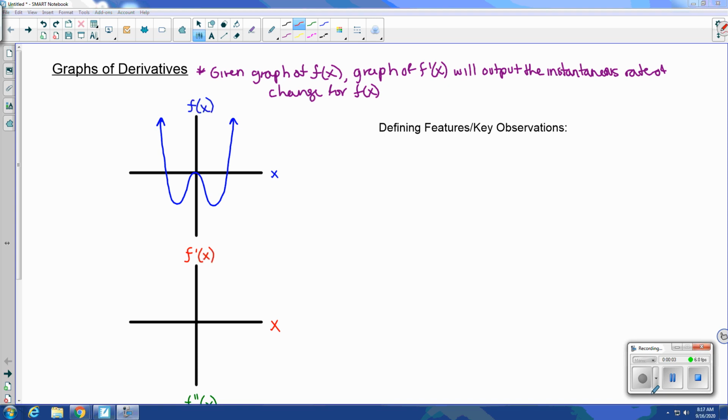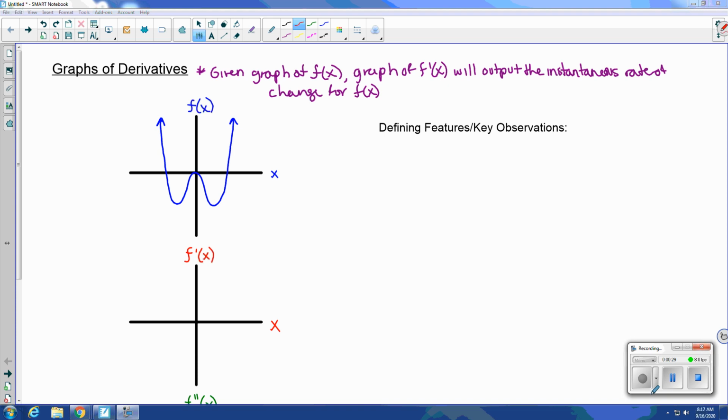The goal of this video is to take a graph of a function f of x and be able to identify or even draw a graph of its derivative, f prime. Before we start, I have something at the top as just a reminder. As we go through, we're going to list some defining features and key observations, and those things are going to be predicated on this reminder that I have listed above.